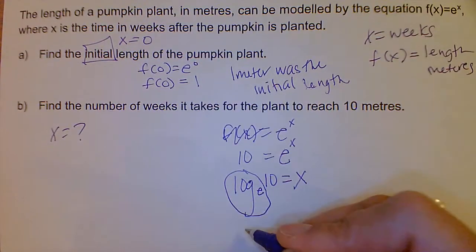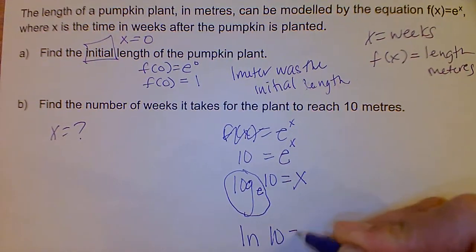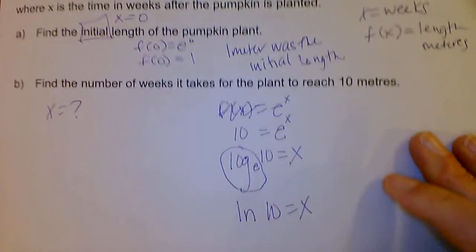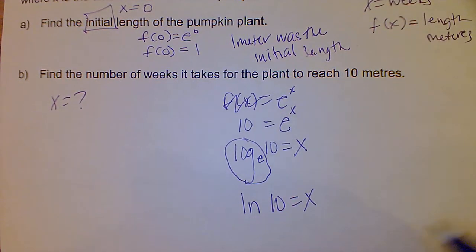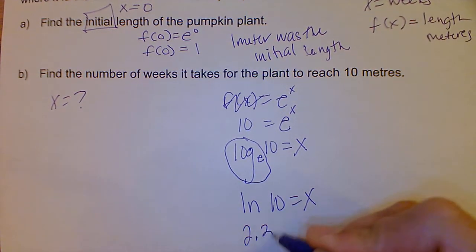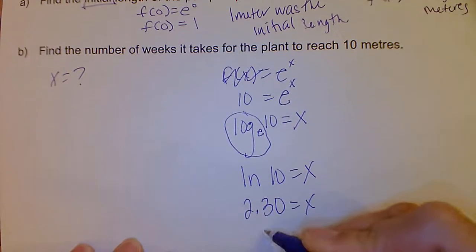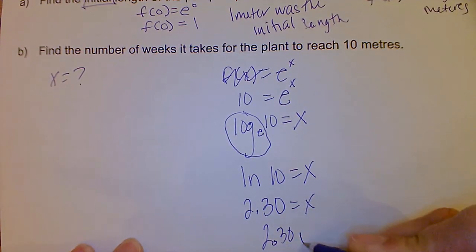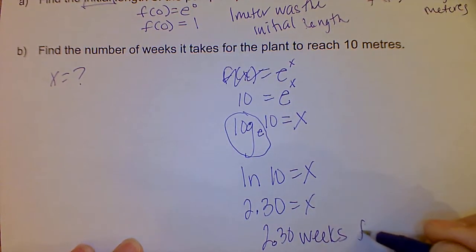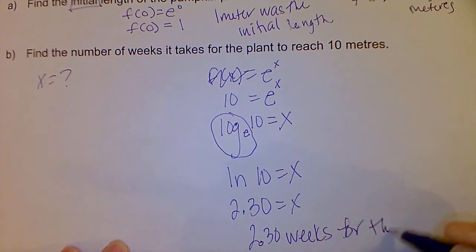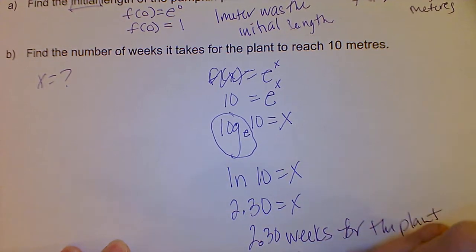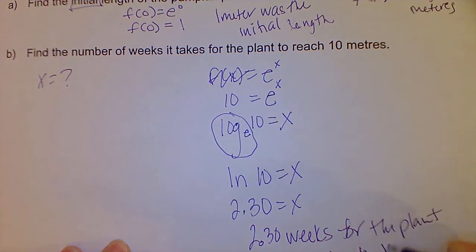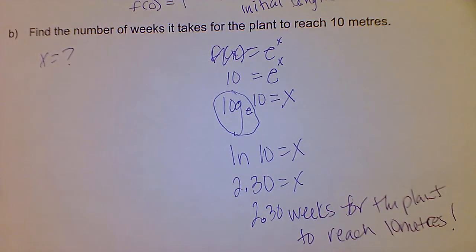We now know log base e is natural log. I could do this in my calculator. Press ln, 10, and then we're going to get 2.30 equals x. So that is 2.30 weeks for the plant to reach 10 meters. There you go, and that's your answer.